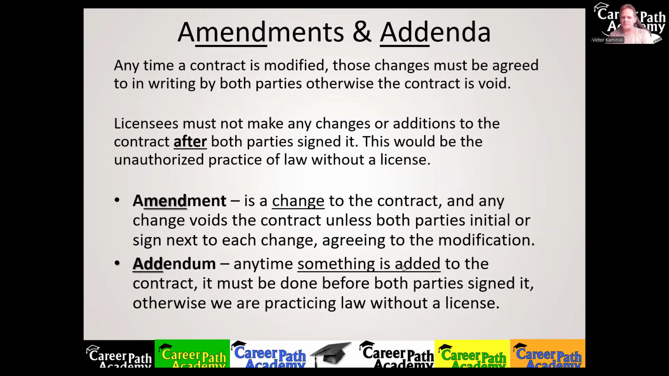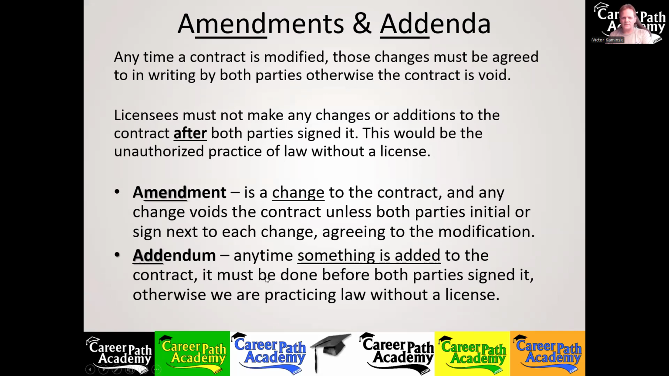An addendum is anytime something is added to the contract. It must be done before both parties sign it as well. Otherwise, we're practicing law without a license again. If we forgot to add something and both parties already signed the contract, we could ask the attorneys to make any changes or additions to it while it's in attorney review. Then we could still make those changes, just we can't do it ourselves. We'd need an attorney to do it. Okay.